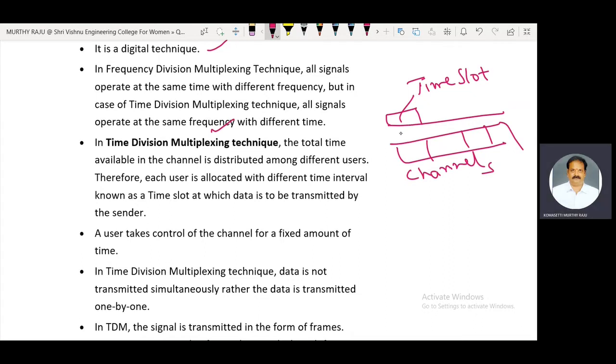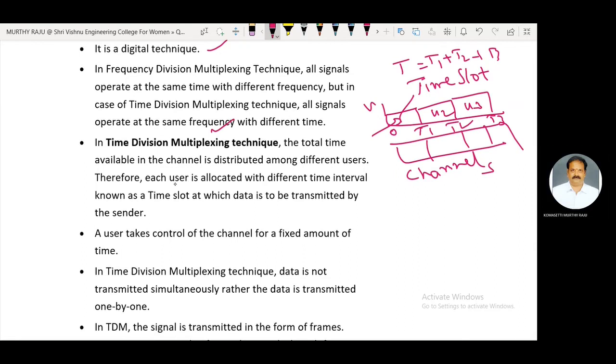These are the time slots: 0 to T1, T1 to T2, T2 to T3. The total time is equal to T1 plus T2 plus T3. The total time available in the channel is distributed among different users: user 1, user 2, and user 3. In different time intervals, 0 to T1 for user 1, T1 to T2 for user 2, T2 to T3 for user 3.